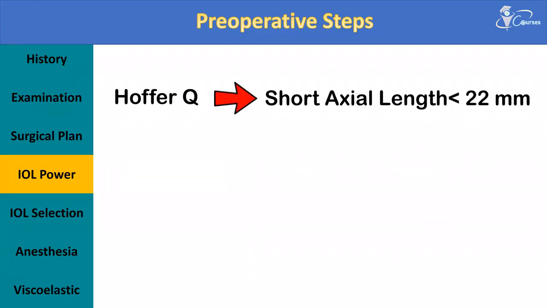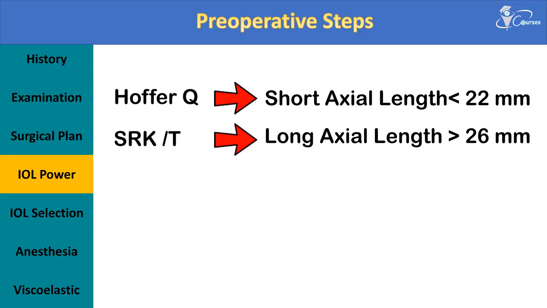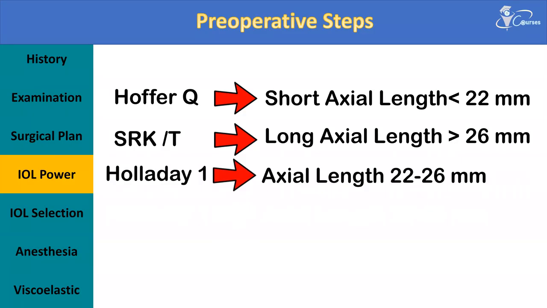Regarding the different formulas and what they are used for, we have different formulas depending on the axial length. The Hoffer Q is used for patients who have hypermetropia, like short axial length, where the eye is less than 22 millimeter. SRK/T, remember T for tall, is for patients who have long axial length, more than 26 millimeter. Holladay 1 is standard for patients who have axial length between 22 and 26, so this is the average for most people.